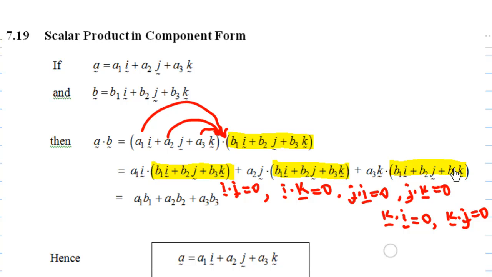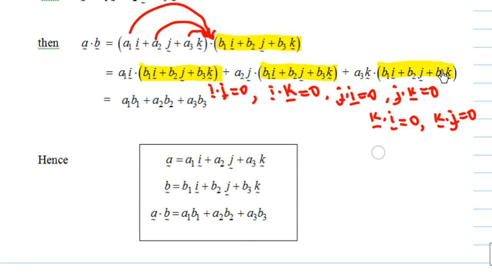So in conclusion, if you're going to do a dot product in terms of i, j, k, there's a very simple way to do this. A dot B will be just A1 B1 plus A2 B2 plus A3 B3.